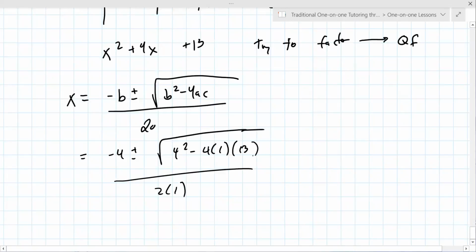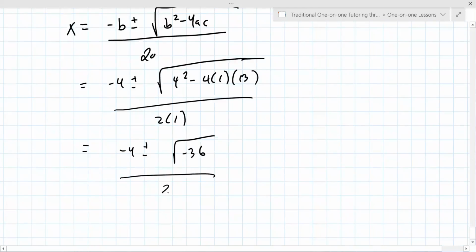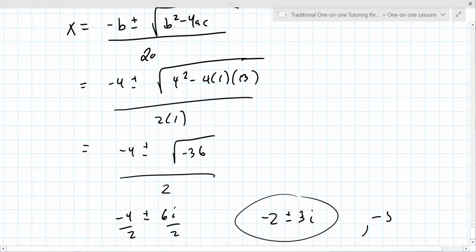Okay, so let's see what we got here. This becomes -4 plus or minus, inside here ends up being -36, all over 2. So it's -4 plus or minus 6i over 2. So it's -2 plus or minus 3i. That plus the other one are your roots.